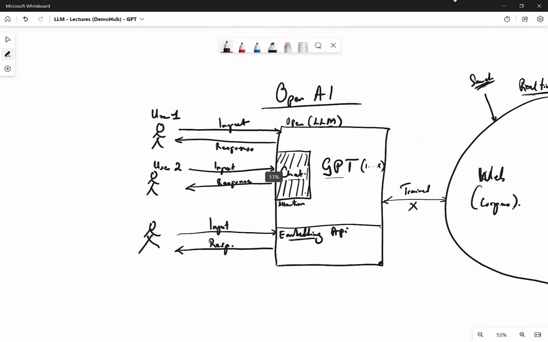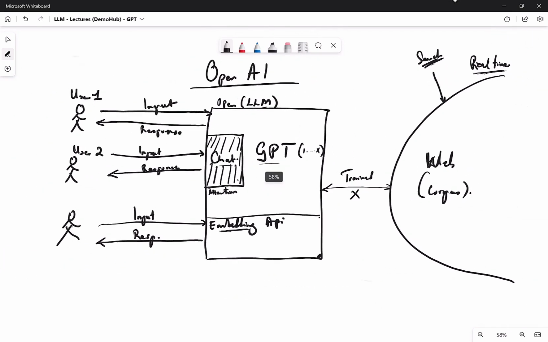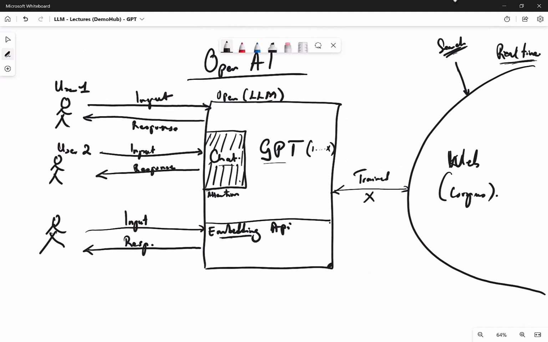Just to recap what we've seen in the lecture here so far, OpenAI is very powerful. OpenAI is the organization behind this. A little bit of history here, started by Elon Musk and a group of other folks. Elon Musk left the organization after a while, and OpenAI really took off.